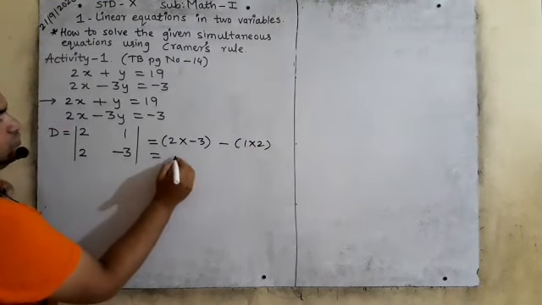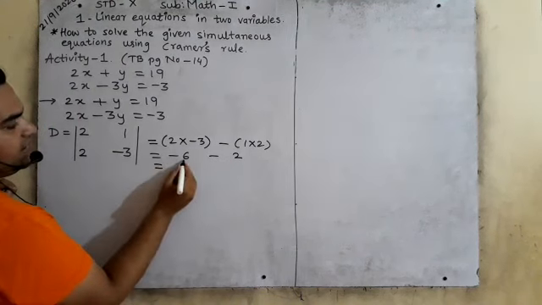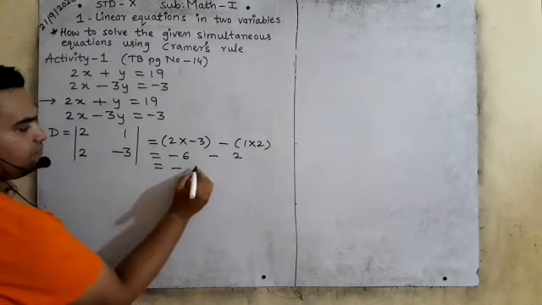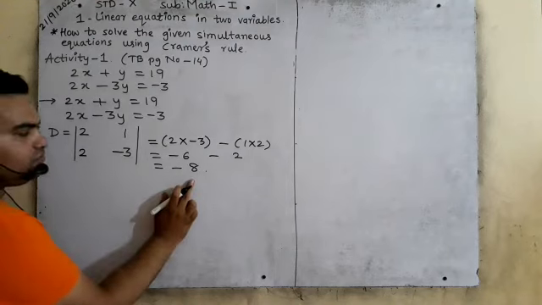What will be the answer here? 2 times minus 3 is minus 6. Minus 1 times 2 is 2. So the answer will be minus 6 minus 2. Minus 6 minus 2, addition of numbers, that is minus 8. So D is equal to how much? D is equal to minus 8.